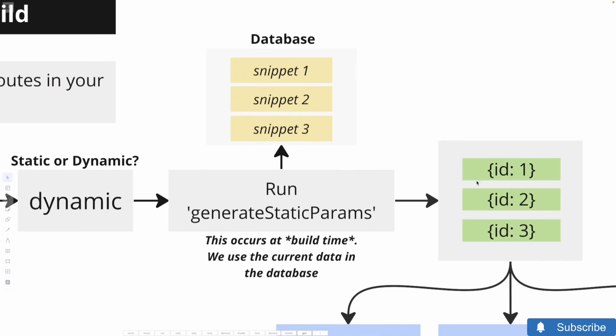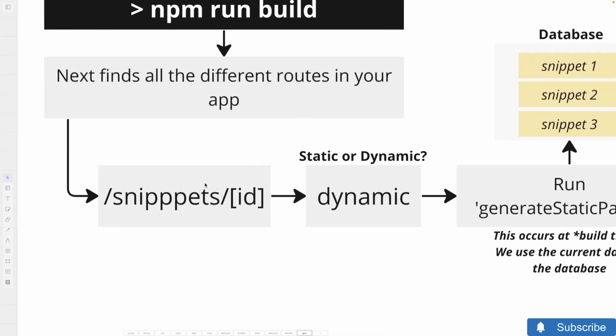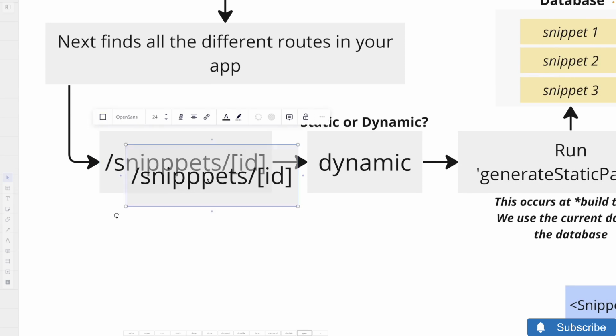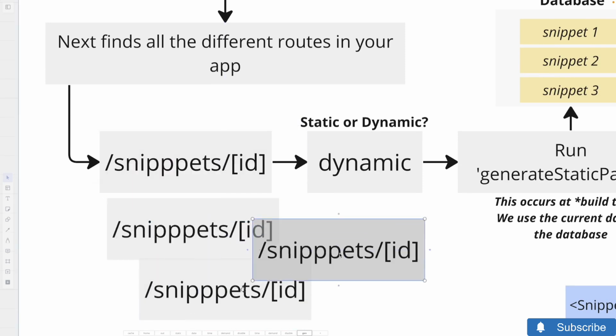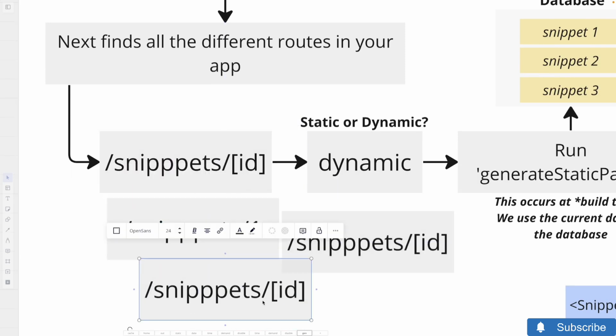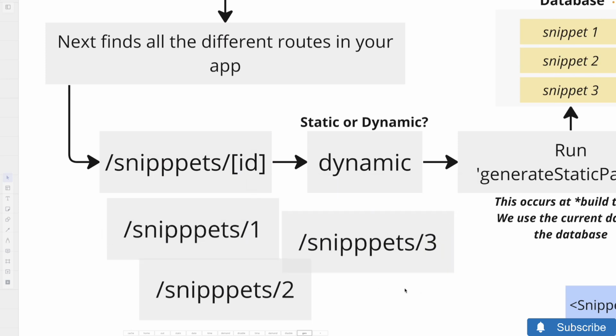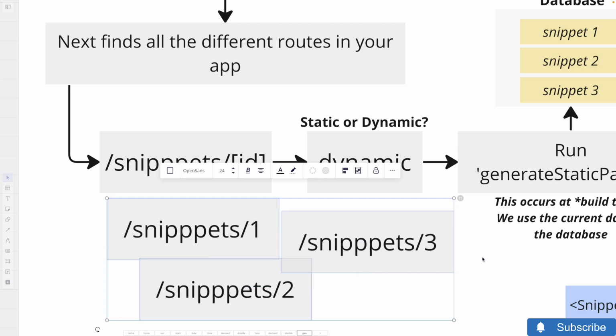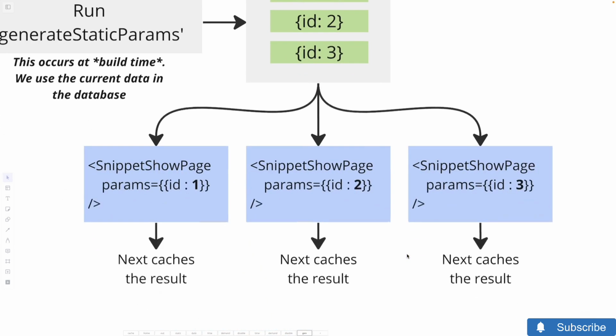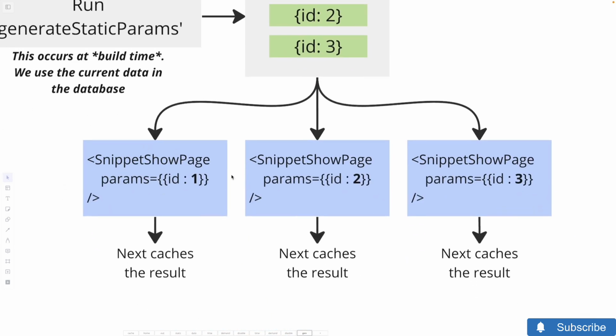So this array of objects is going to be used to turn this path right here into a collection of different URLs, 1, 2, and 3. Once these different URLs have been generated, Next is then going to try to pre-render these different routes. So we can kind of imagine that Next is going to try to show our snippet show page and feed in a param for each of these with an ID of 1, and then 2, and 3. Each of these are going to render at build time.